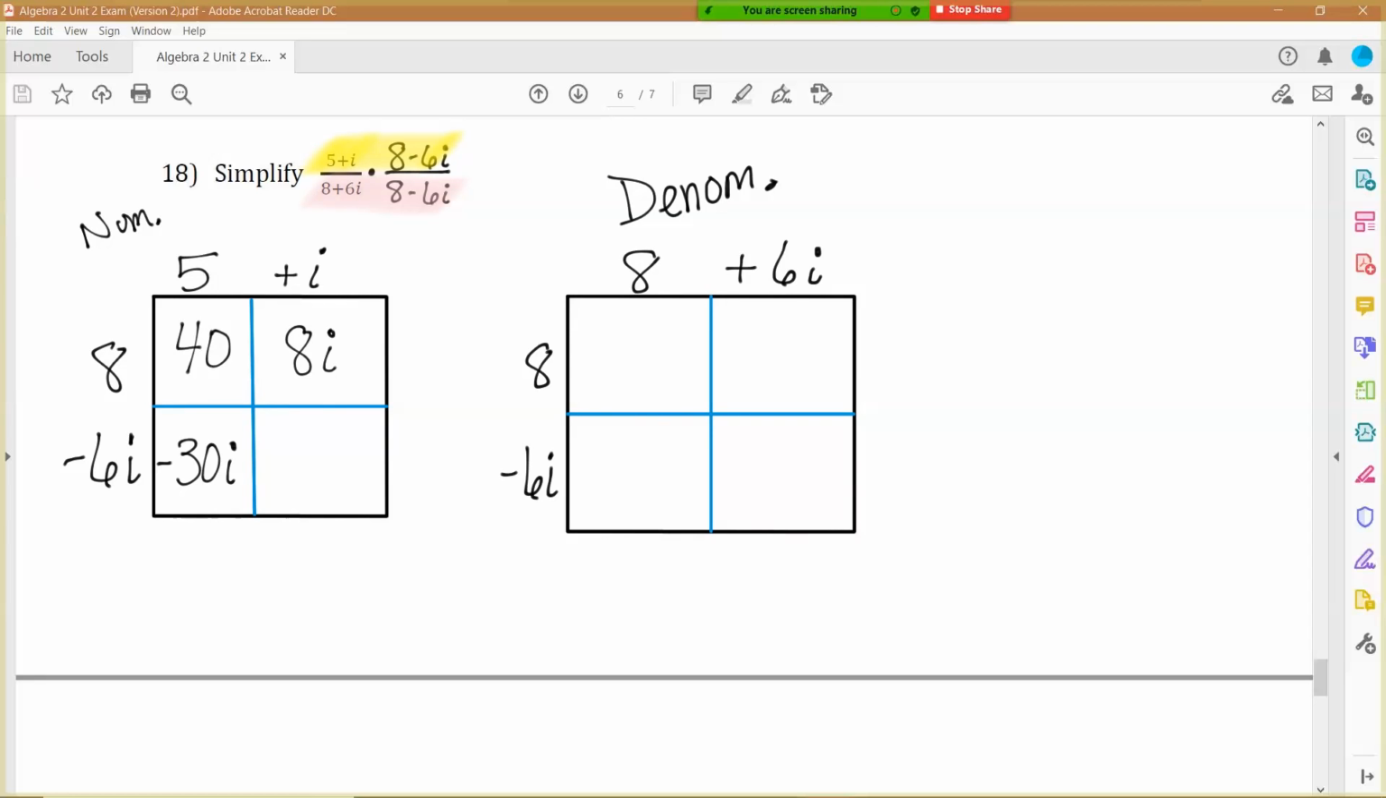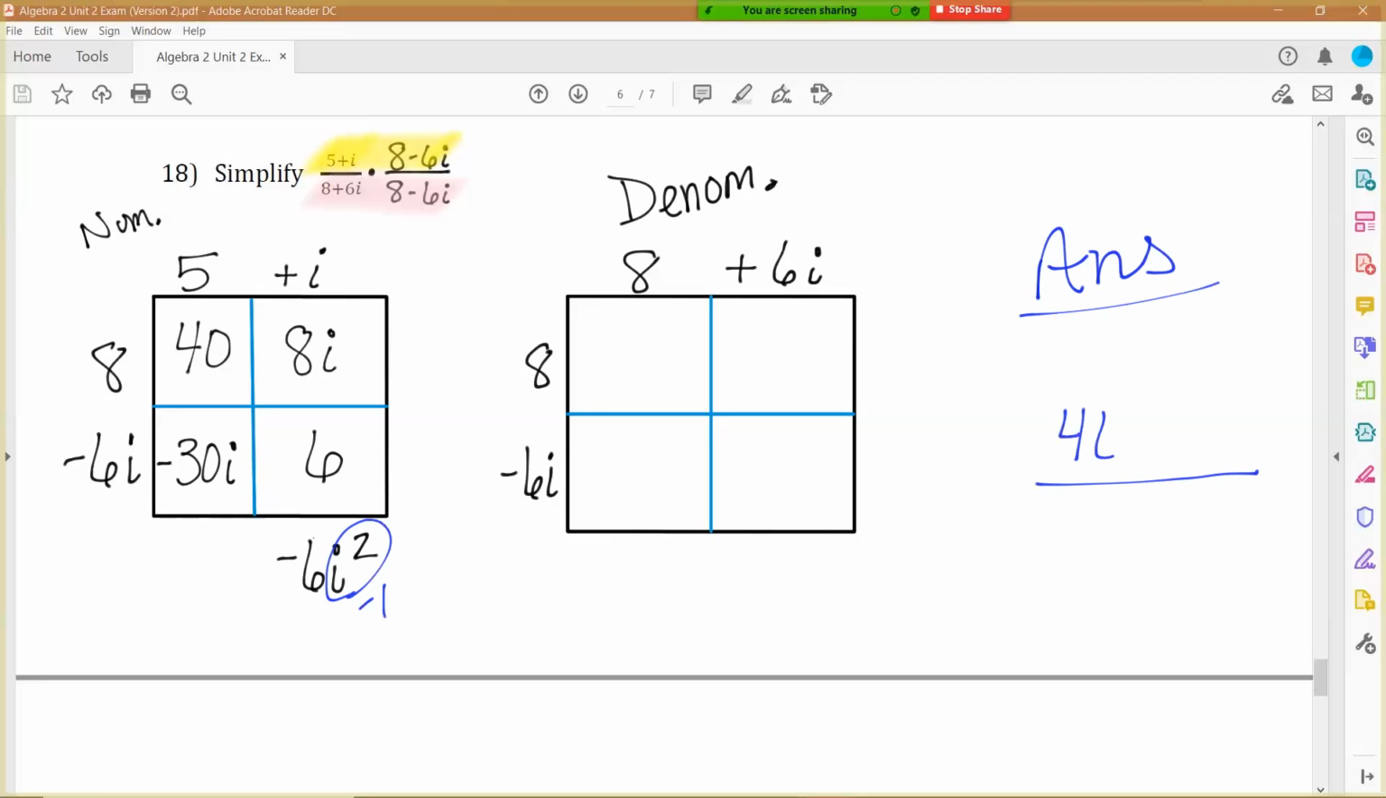And then for the tricky box, we have negative 6i times i, which is negative 6i squared. Take i squared out, replace it with negative 1. Negative 1 times negative 6 means that box has a value of positive 6. So in our answer, we can already have the numerator. If I combine like terms, I have 40 plus 6, which is 46. Negative 30i plus 8i is negative 22i.